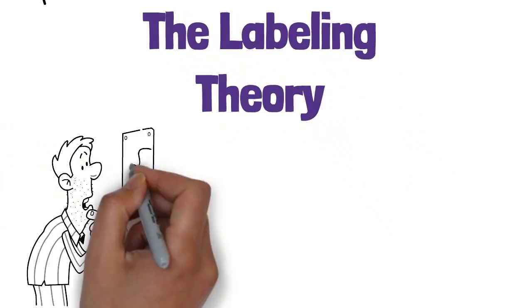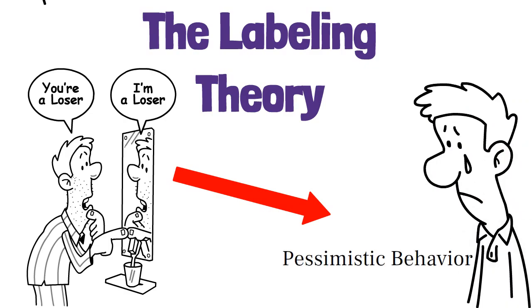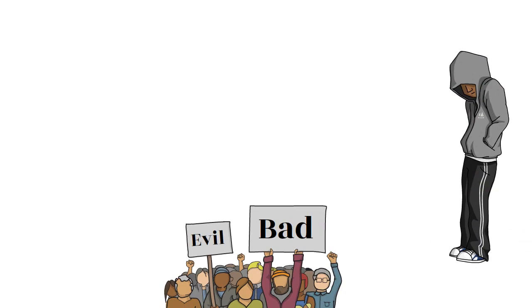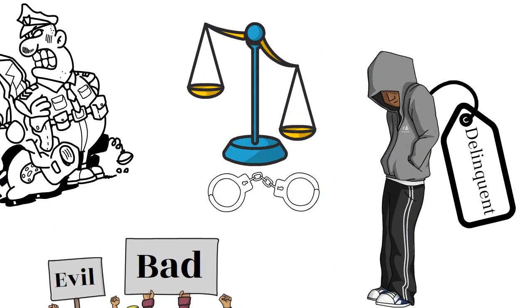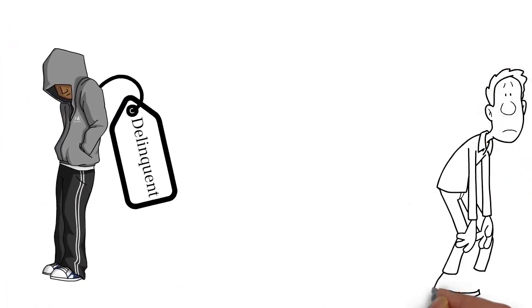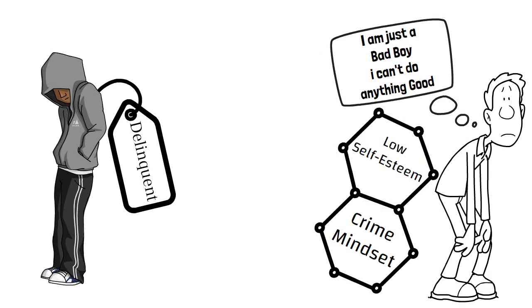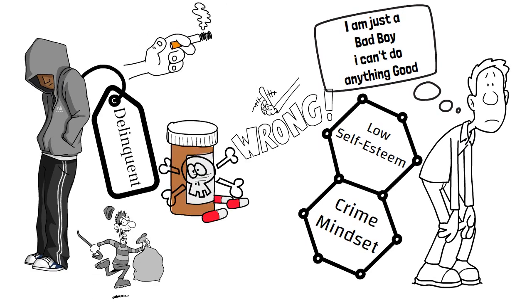The labeling theory believes the labels have a powerful effect on the self-identity and behavior of an individual. Labels depend on what society terms wrong and or right. The theory suggests that when a child does something society sees as bad, like breaking the law, and the police get involved, they may label the child as a delinquent. The child might then start to think of themselves as a bad person, creating a cycle that's hard to break. So, even if they only did something wrong once, the label can stick with them and cause them to do more bad things in the future.